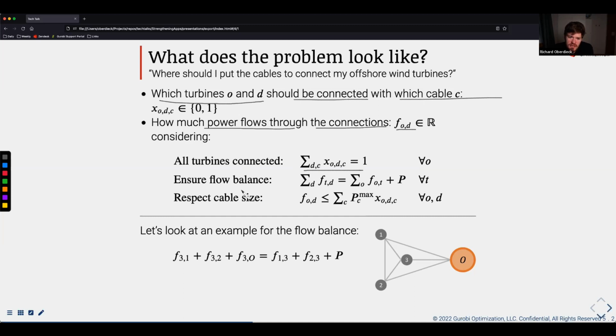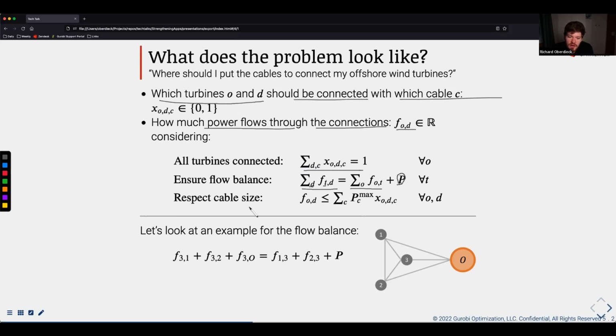The second one is you want to make sure that you ensure your flow balance, which means that for a given turbine T, everything that flows out of it is everything that flows into it plus the power it produces. So think of it like a 10 megawatt turbine, so this thing would produce 10 megawatt.